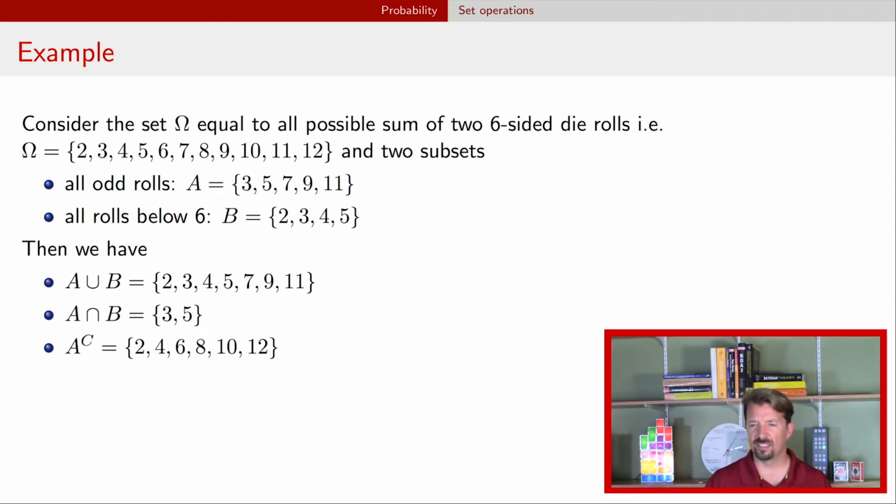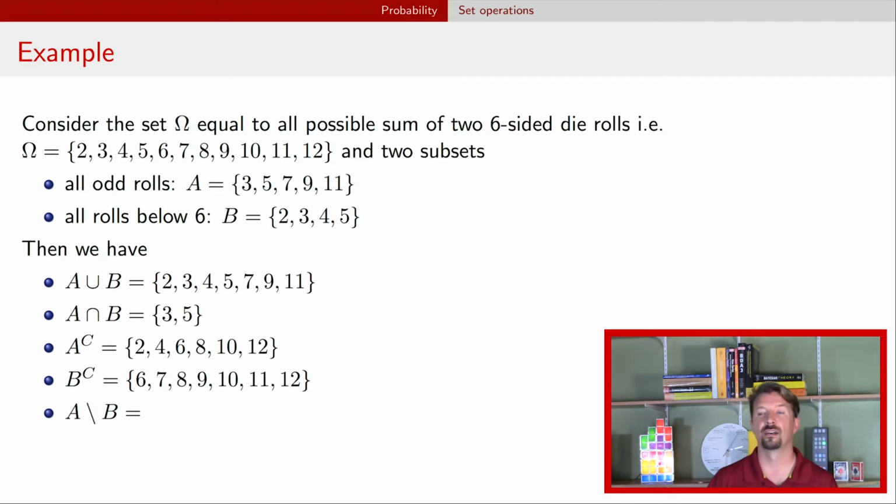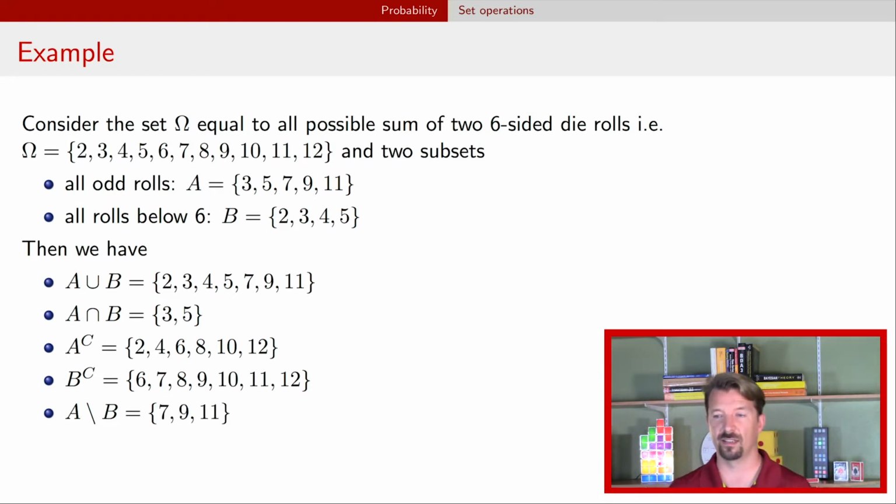Okay, let's see. B complement, right? You can just see it's all the rolls 6 and above. So that's 6, 7, 8, 9, 10, 11, 12. We have set difference A minus B. We're just going to take all the elements in A and remove the elements that are also in B. So we have 7, 9, and 11. I think that's all the examples I have. Oh, no, I did B set difference A as well, just to make sure you couldn't do it on your own. Or if you did do it on your own, now you can check your answer. So we have 2 and 4.